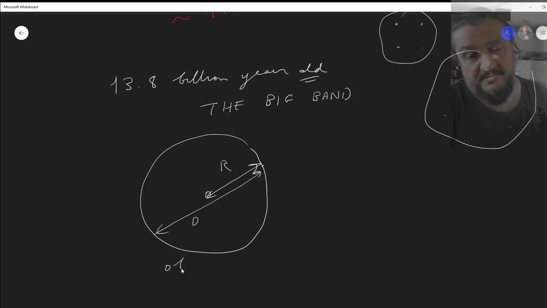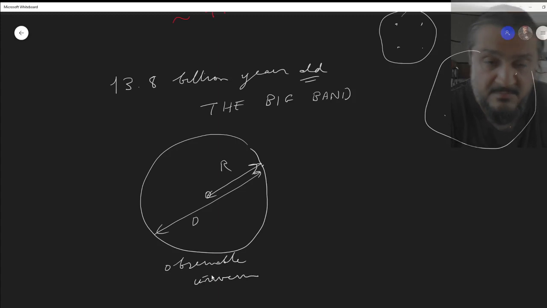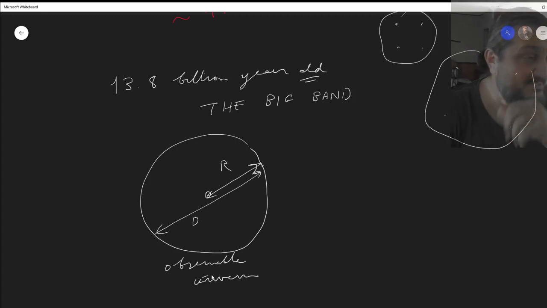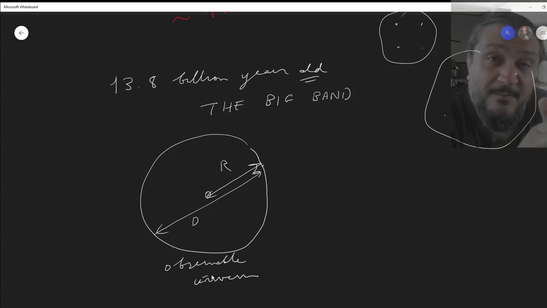This is the observable universe. Now this, you can measure this, right? You can measure this, but you gotta be very careful because the universe is expanding. You have to include that expansion.